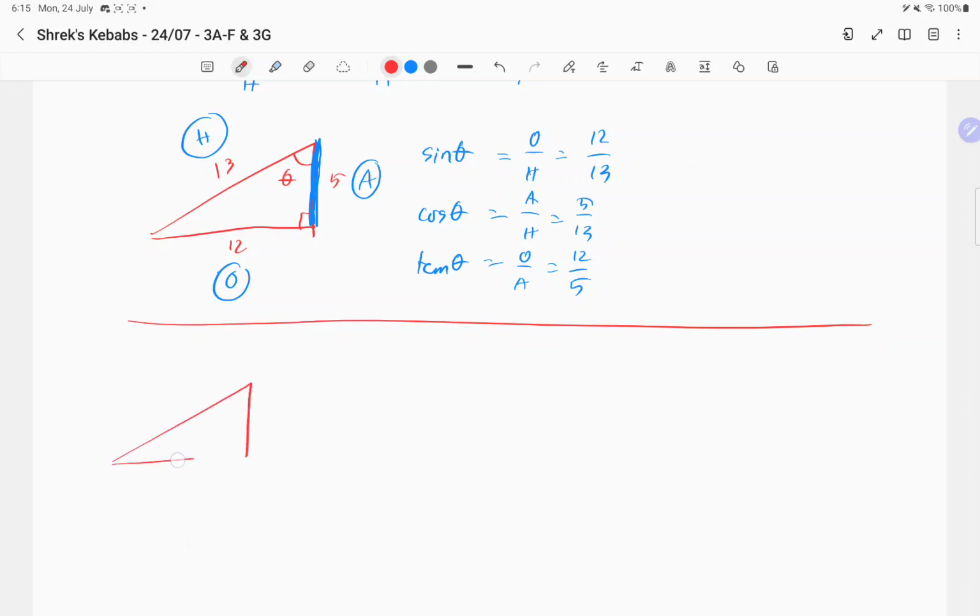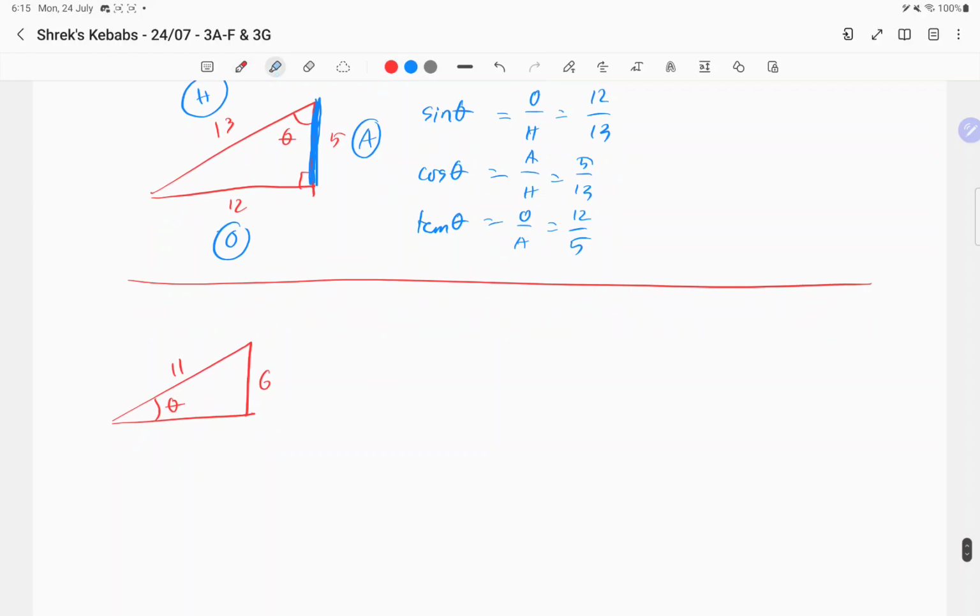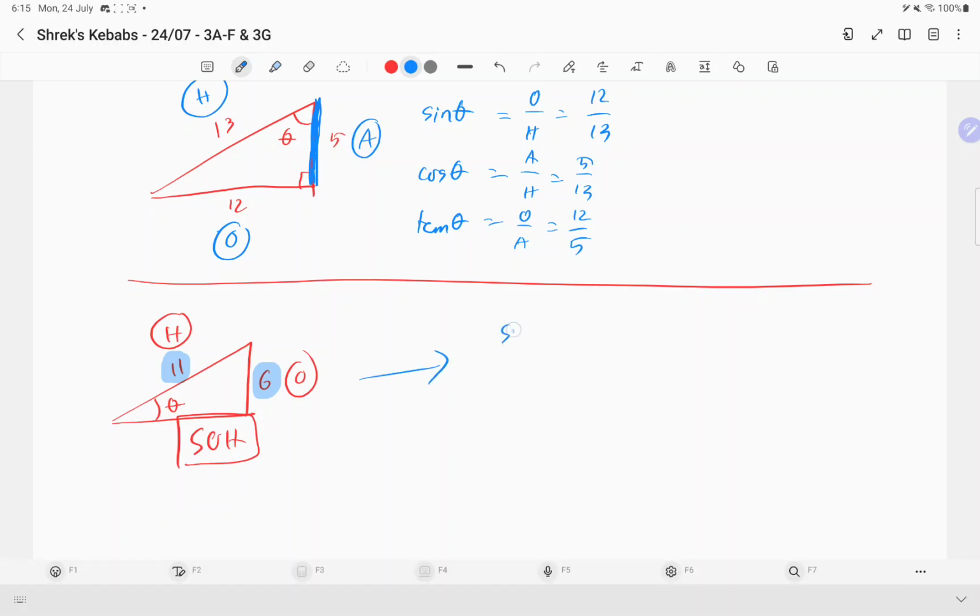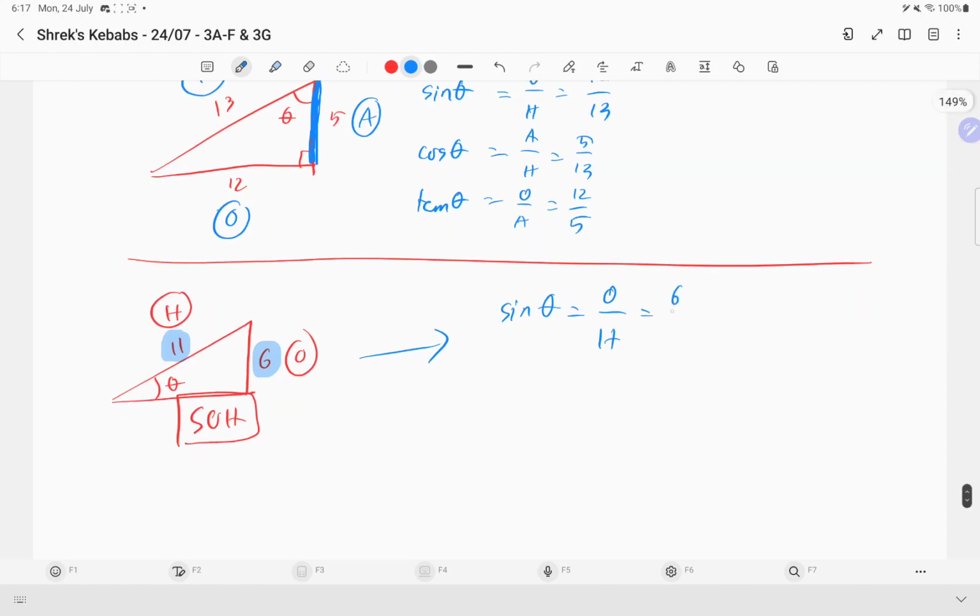So let's say we have another triangle here, with theta, and then 6 centimeters, 11 centimeters. When you look at this triangle, in order to solve for the angle theta, you need to know this side, and that's opposite. This one is the hypotenuse, so that's opposite, and this is hypotenuse. Which rule has O and H? That's the SOH rule. All right, so we're using sine of theta is opposite over hypotenuse, and that would be 6 over 11.